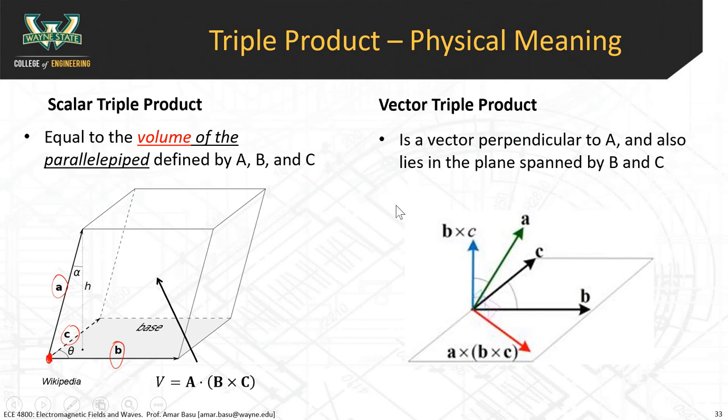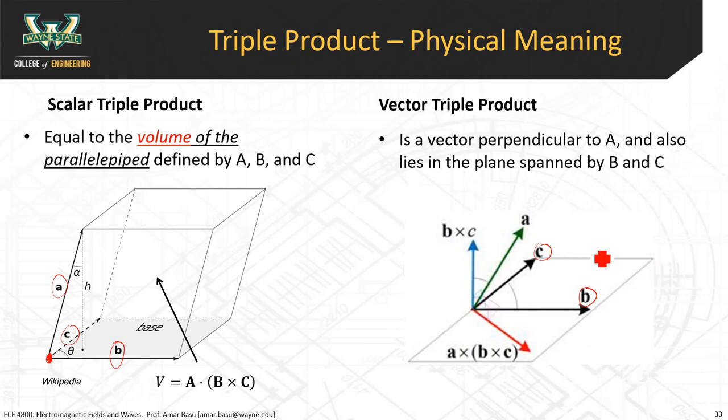All right, and the vector triple product is a vector perpendicular to A, and it lies in the plane spanned by B and C. So that's the physical meaning of the vector triple product. The way to think about this here is imagine that you have two vectors, B and C. Draw those two vectors out, and then draw a plane so that both B and C lie in that plane. So this is the plane shown in gray here.